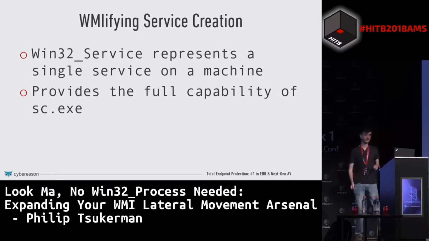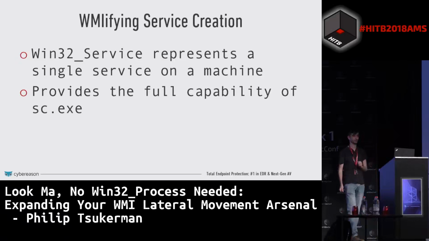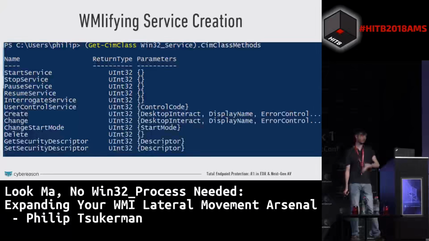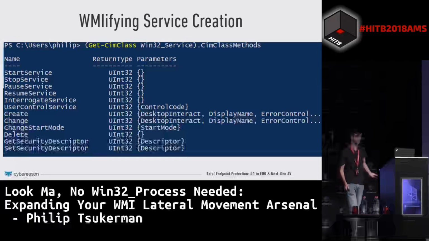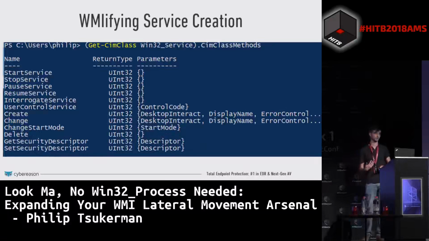So let's move to the first technique of this sort. The Win32 service class represents a single service on a machine. And the class itself basically provides all of the capability of sc.exe. So we can start a service, we can pause it, stop it, create it, and delete it, which is everything we need to move laterally and create a new service on a target machine.